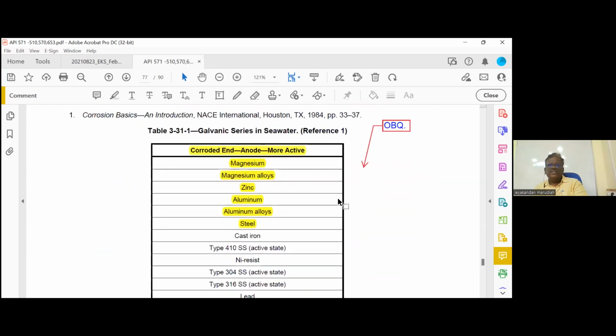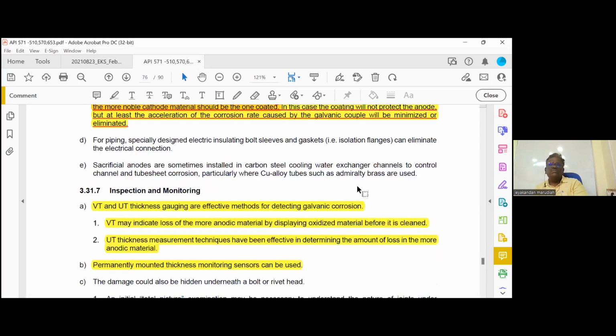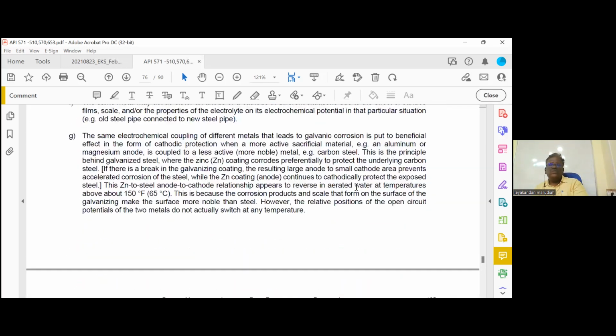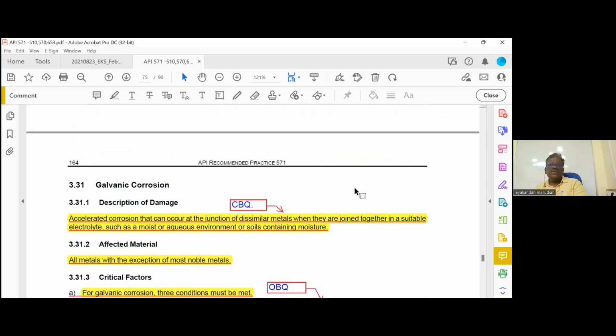Then NDT, nothing. This table is an open book question. Based on the table, there may be exam questions. Mark it as an open book question. So how many questions did we mark? 1, 2, 3, 4, 5, 6, 7, 8 questions.